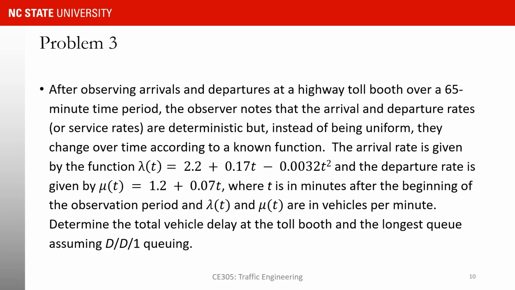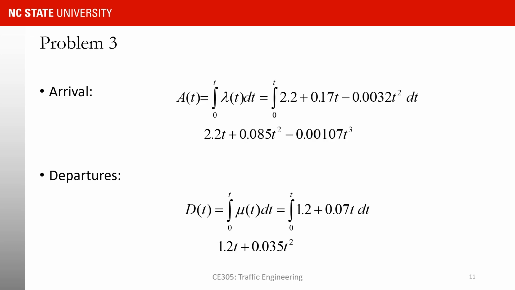So keep in mind, these are not arrivals in units of vehicles. These are arrival rates in units of vehicles per minute. So determine the total vehicle delay at the toll booth and the longest queue, assuming D/D/1 queuing. So the first thing that we need to do is to find cumulative arrival and departure based on the arrival rate and departure rate that we have.